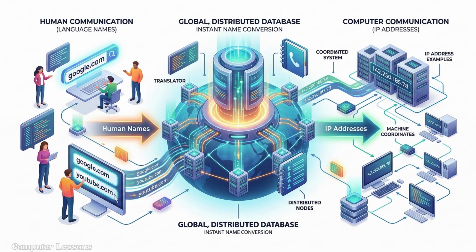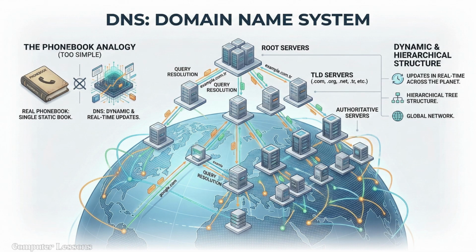Computers, as we learned in the last video, only understand numbers. They communicate using IP addresses like 142.250.185.78. But humans communicate using language. We want to type google.com or youtube.com. We need a translator, a massive global distributed database that instantly converts human names into machine coordinates. This system is called the Domain Name System, or DNS.